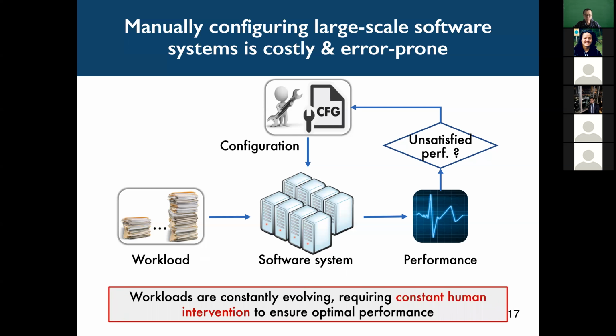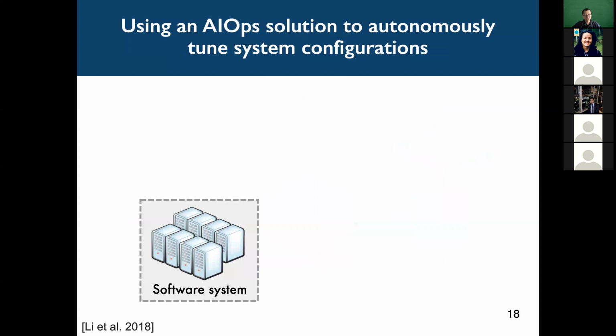So the workloads are constantly evolving. So we require constant human intervention to ensure optimal performance of the system. As we know, human efforts are very expensive. So can we reduce the human efforts? Can we use an AIOps solution to automatically tune the system configurations and achieve the optimal performance? Right, so that is the goal of this solution.